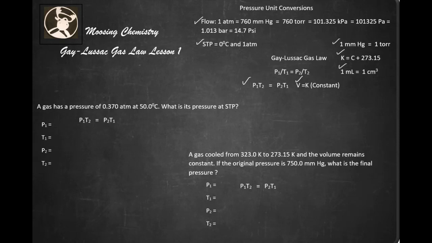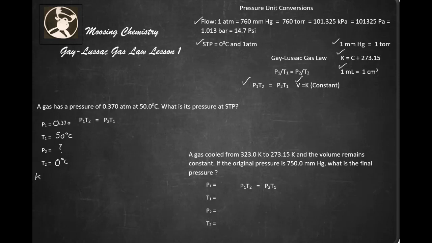All right, so let's look at what we got here. A gas has a pressure of 0.307 atmosphere at 50 degrees Celsius, and we already know that we need to convert that. What is the pressure at STP? Now our standard temperature is going to be 0 degrees Celsius, so we want to know what the new pressure is going to be.